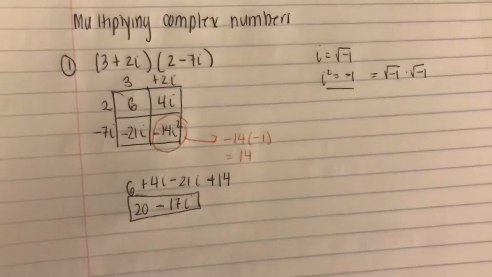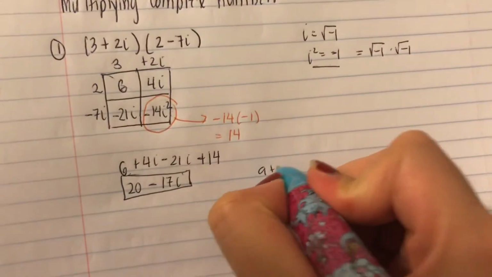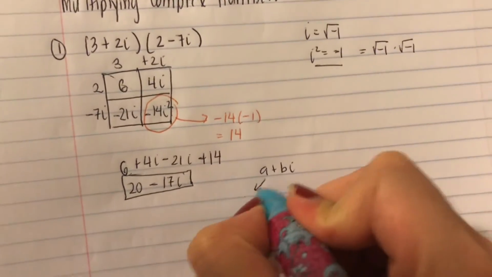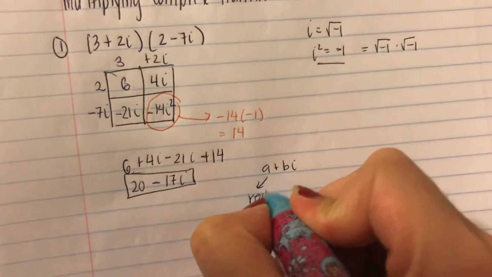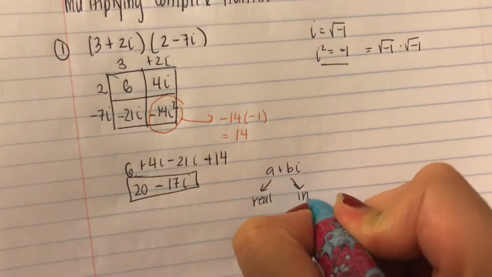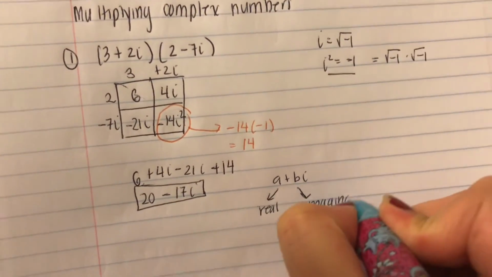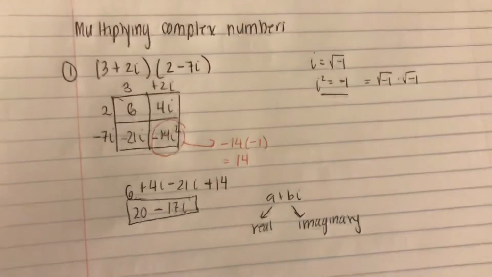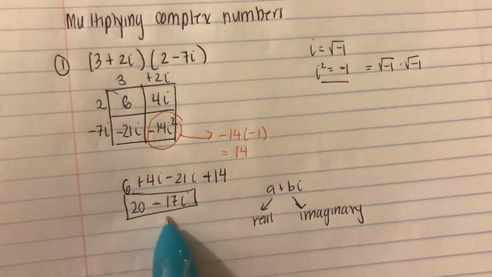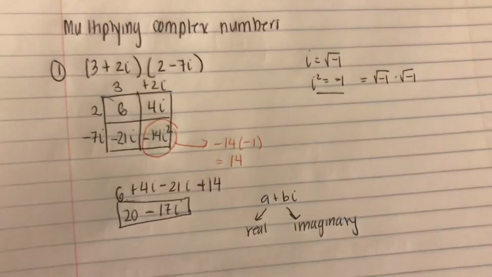And my answer is in the form of a plus bi, where I have a real part and an imaginary part. So I have a complex number as my answer. 20 is the real part and -17i is the imaginary part.